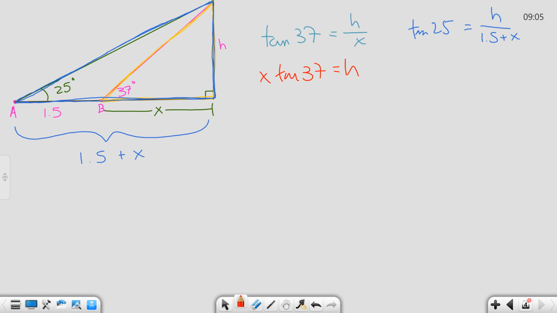Any problems? Of course not. Better not be. Look, both equations equal h. Oh, that's beautiful. Therefore, they're equal to each other.